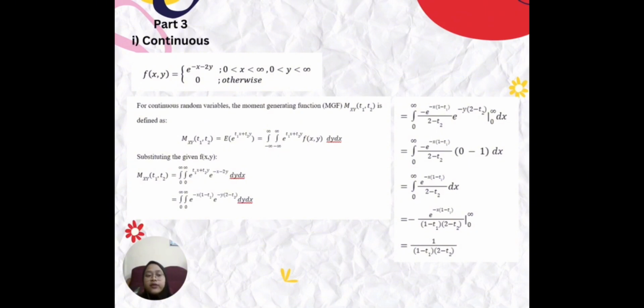That is the moment generating function for e^(-x-2y). That's all from me. Thank you.